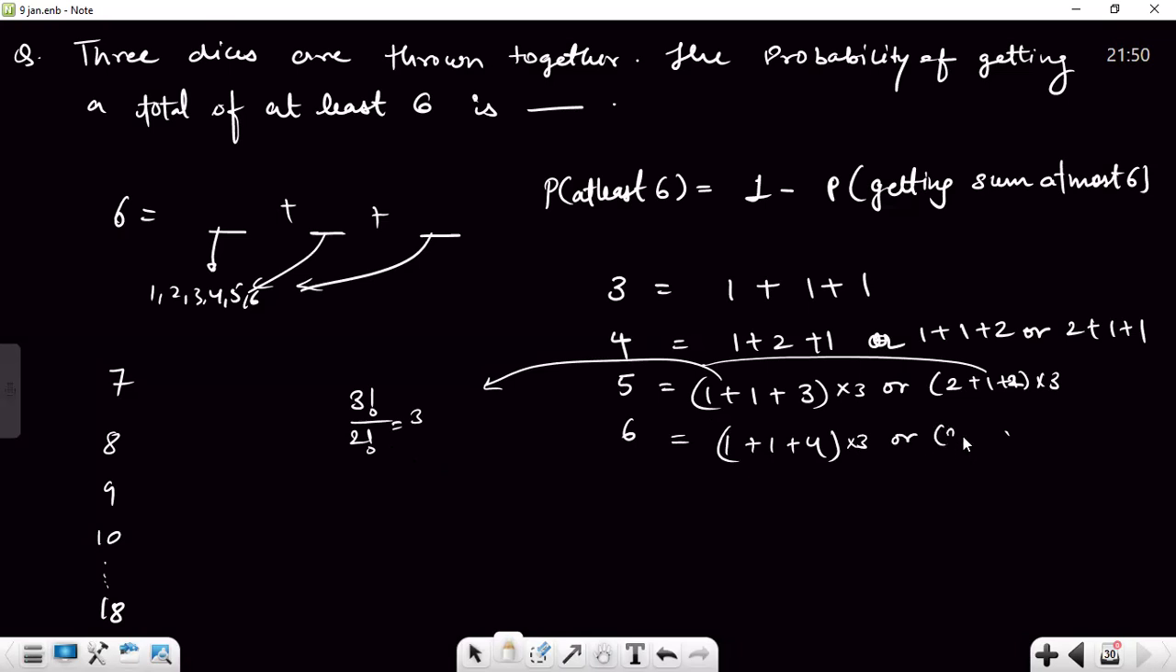Or 2 plus 2 plus 4. So 2 plus 2 plus 2. How many arrangements of this? Only 1. Why? 3 factorial, 3 numbers, 3 places, but 3 repetitions also. So only one arrangement for this number.